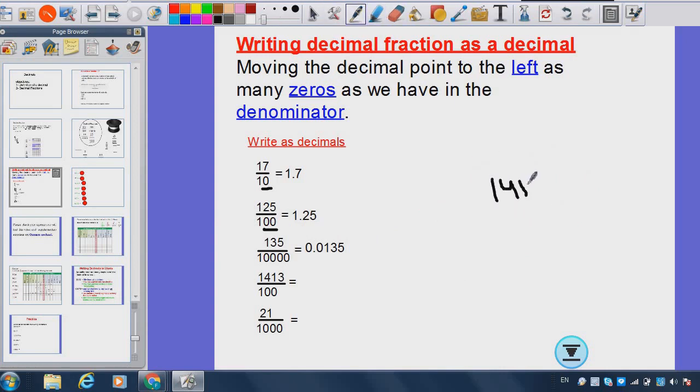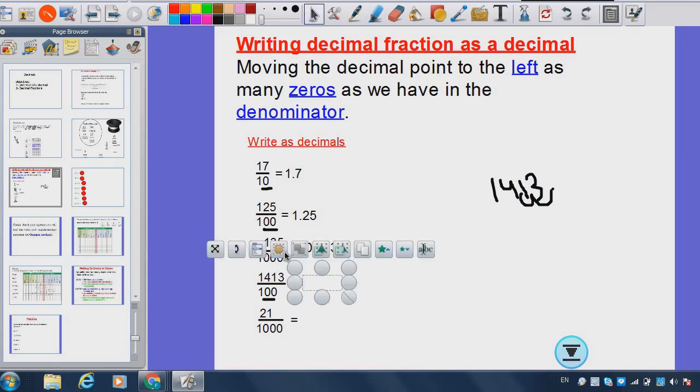1413 over 100. So I will put the decimal point, moving it 2 digits to the left. So 1, 2, it will be here. So 14.13.